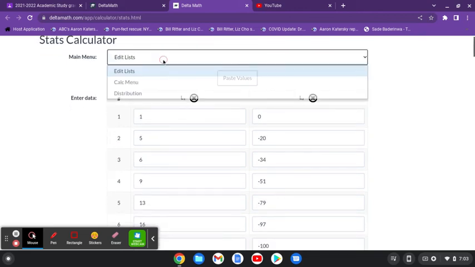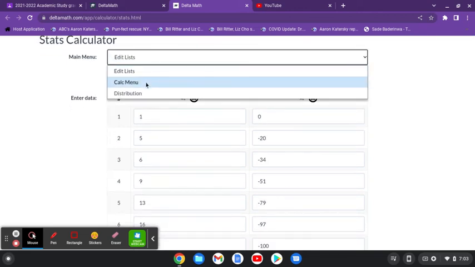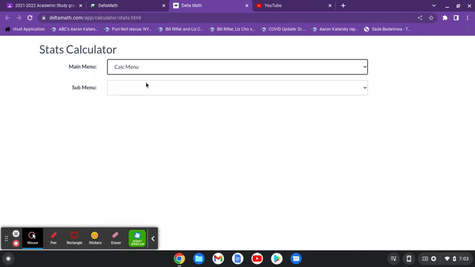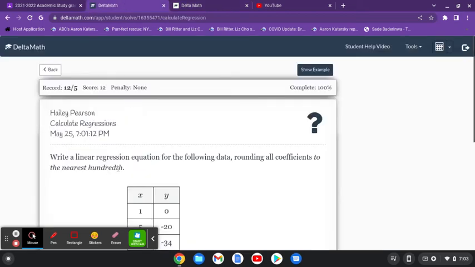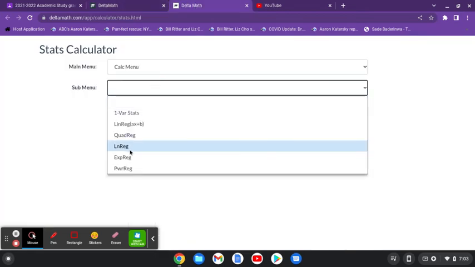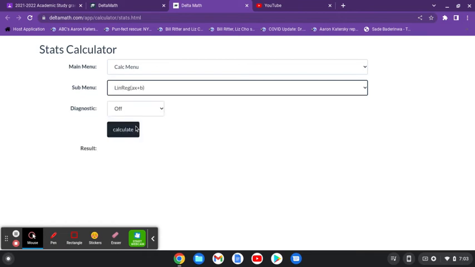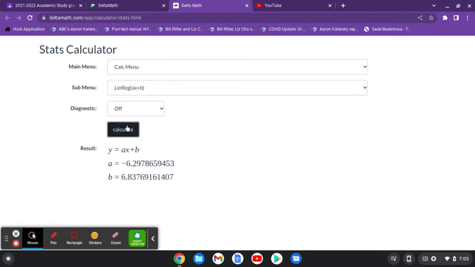Once you've done that, you'll go to main menu and you'll click on calc menu. Then for the sub menu, you're going to click on whatever the question asks you to do. And the question says to write a linear regression. All right? So if we write our linear regression, diagnostic remain off. If we calculate, now to calculate the linear regression, it's y equals ax plus b. This formula looks similar to when we did slope-intercept. So all we need is a and b.